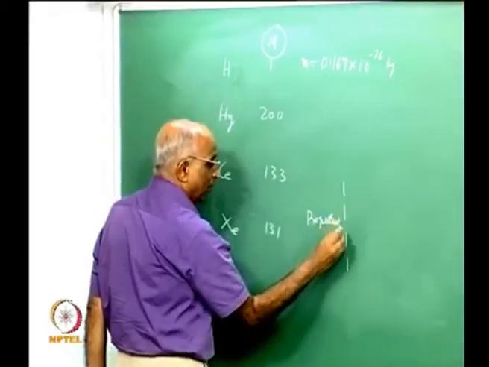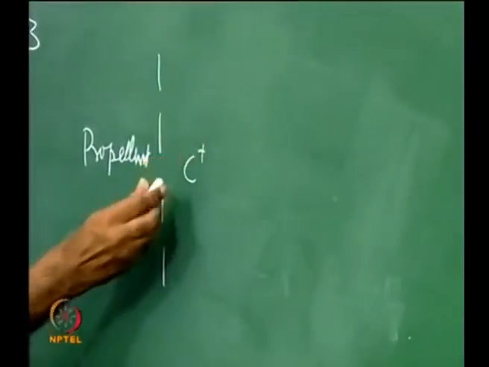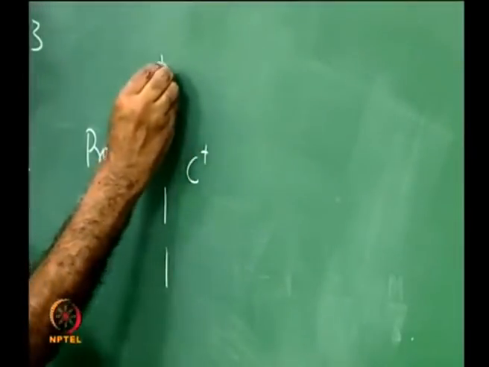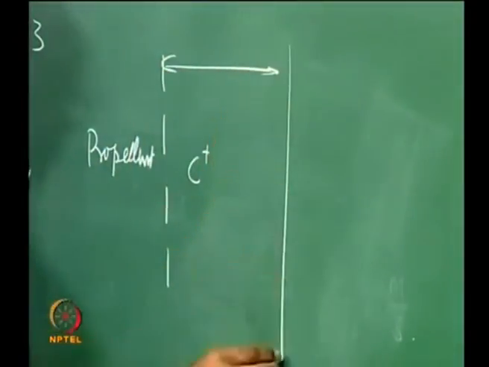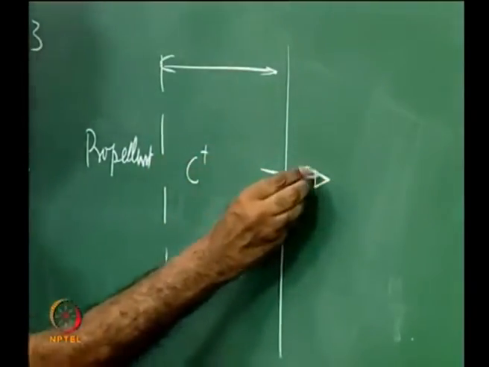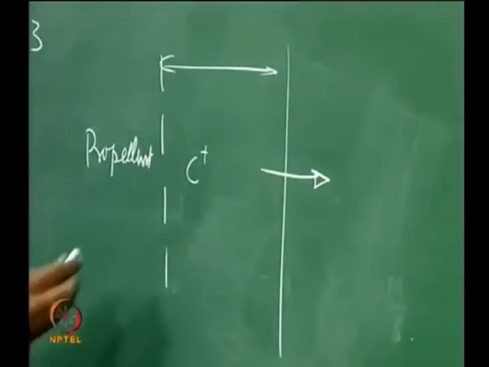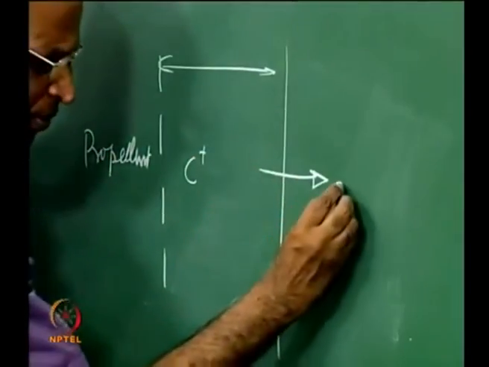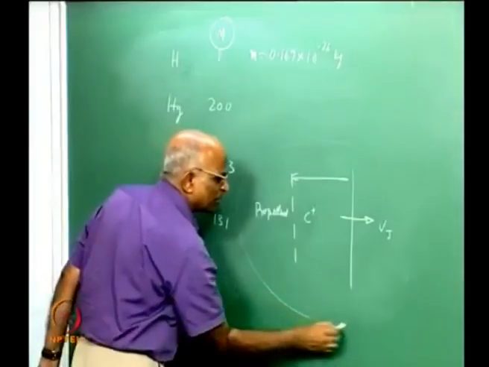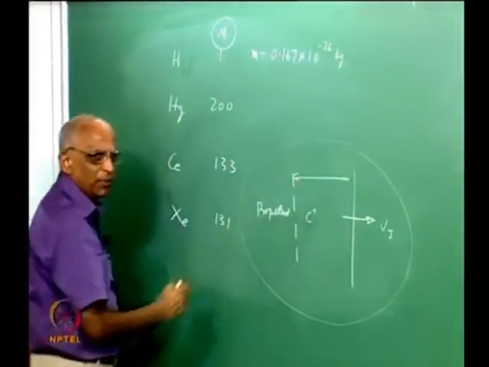I have to convert the propellant into gas or maybe make it charged in some way. Then I have to put a field over here, that means a voltage difference, a potential difference which will give it a velocity, and maybe put such a potential difference such that I get a high jet velocity. This is what gives me something like electrostatic propulsion.